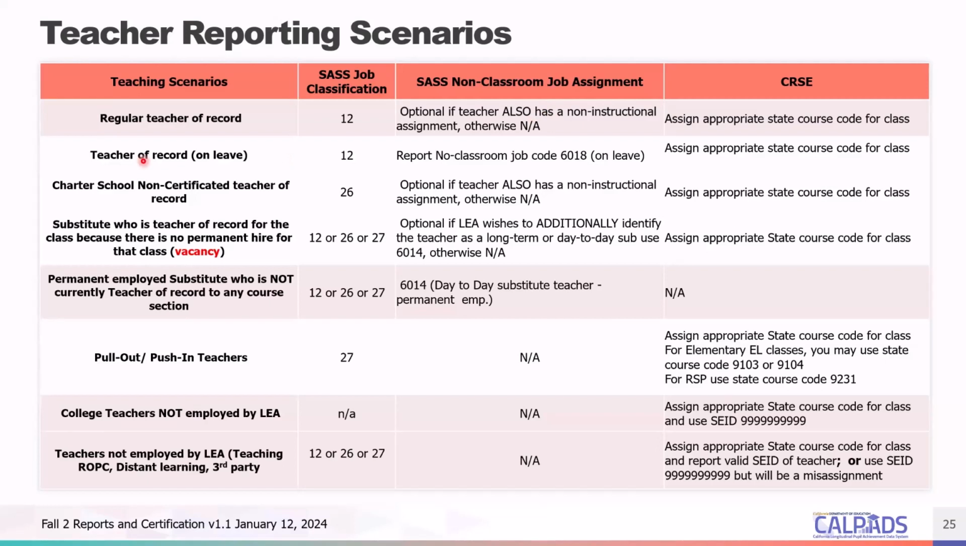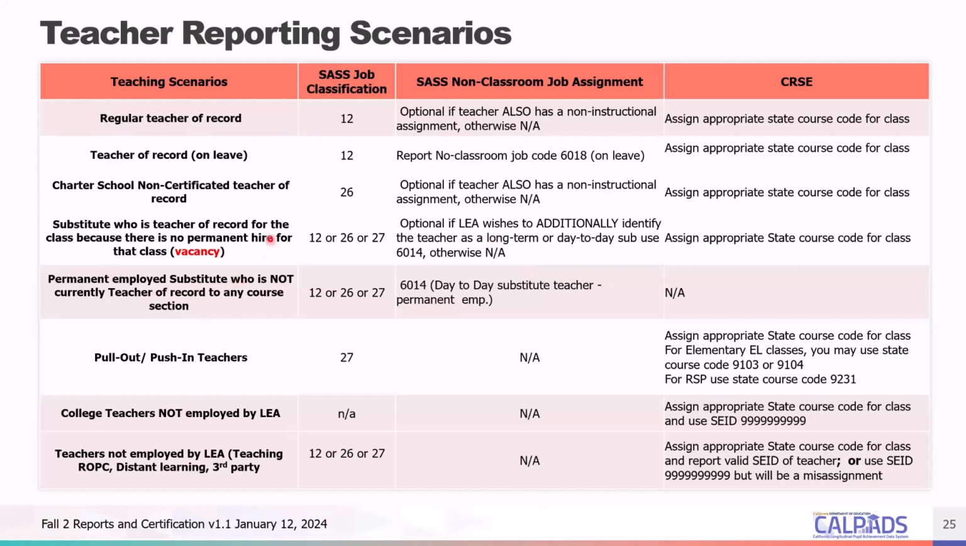And then, of course, you have your teachers of record who are on leave. These are your teachers who are permanently associated to a class. They are your teacher of record, but they are on leave. The rule is if a teacher of record is still employed and the permanent teacher of record for the class, you still report the teacher as the teacher for that class. And so you assign their SEID to the class that they are still reported to be associated to, even though they are on leave during census day. However, on top of that, you have to add a non-classroom job code of 6018, marking them as on leave, even though they are the teacher of record. So these are some scenarios that would answer some of your questions with regards to how to report staff members or teachers in CalPADS.